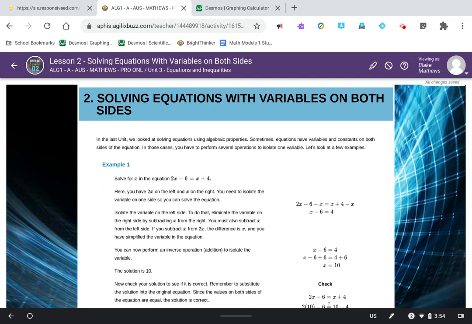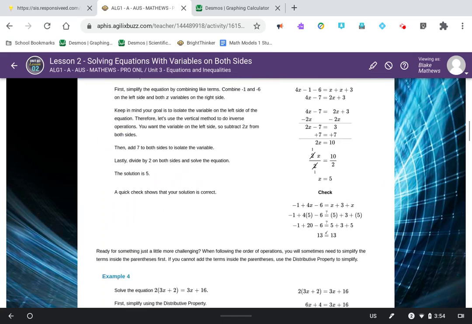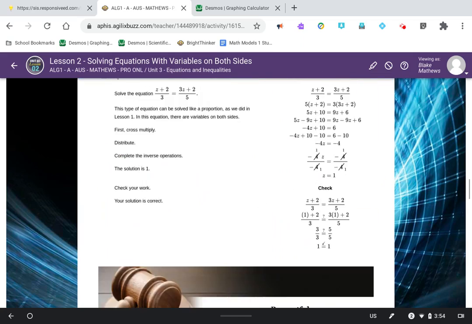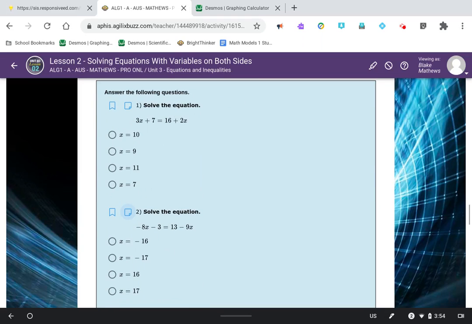So you can see here, like in example 1, we have 2x minus 6 equals x plus 4. So we have x's on either side, and so we have to do something first before we can kind of finish solving or kind of get started solving. And that really is to just get everything organized to where you have x's on one side and numbers on the other. So I'm going to work through a set of problems that are basically different versions of the ones you see on your lesson.